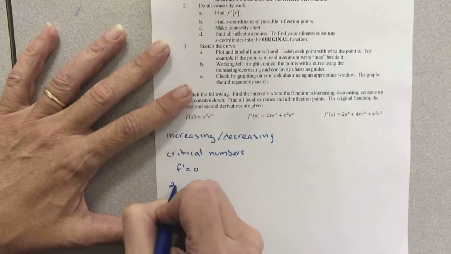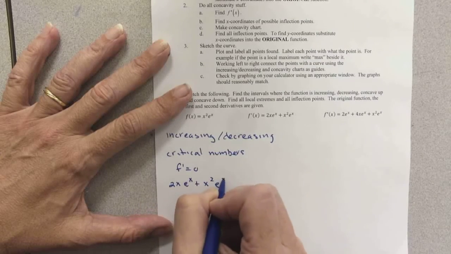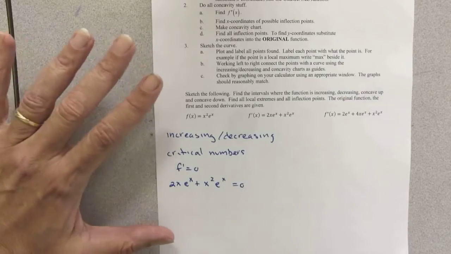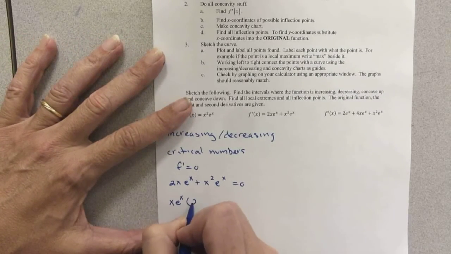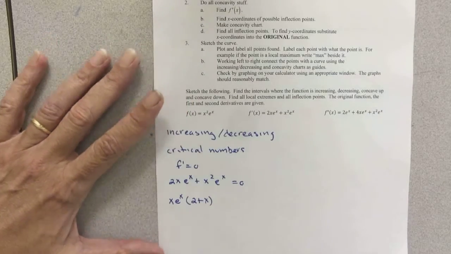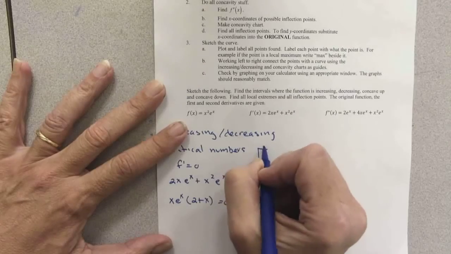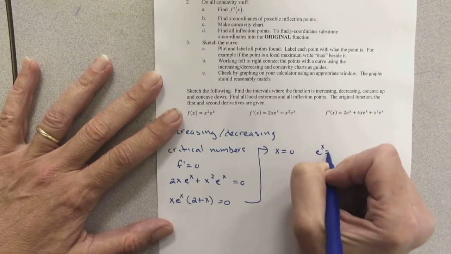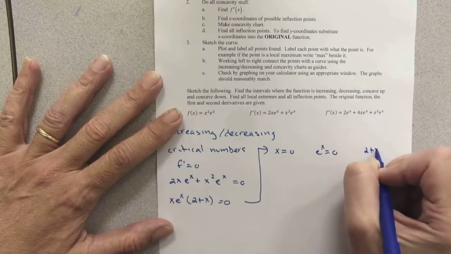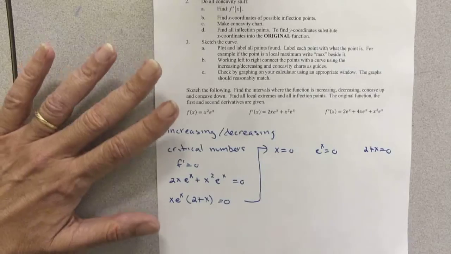So I set that derivative equal to 0 and solve. I can start by factoring. I can factor out an x e to the x, which leaves behind 2 plus x equals 0. That is now factored and equal to 0, so I can split it up. So I get one critical number right away, x equals 0.